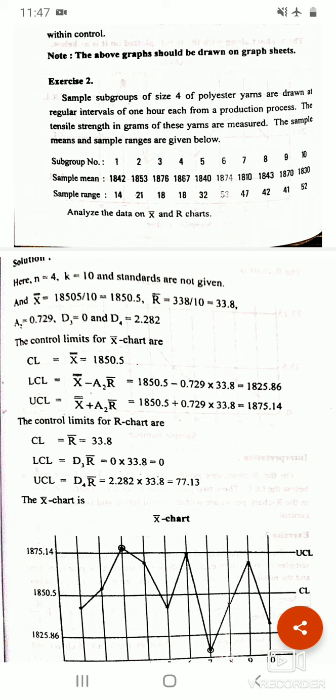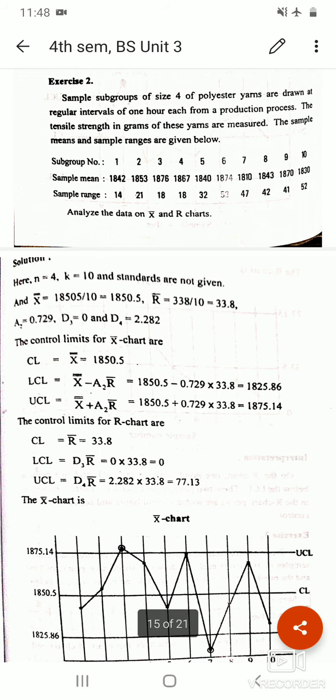So the second question is, sample subgroups of size 4 of polyester yarns are drawn at regular intervals of 1 hour each from a production process. The tensile strength in grams of these yarns are measured. The sample means and sample range are given below.